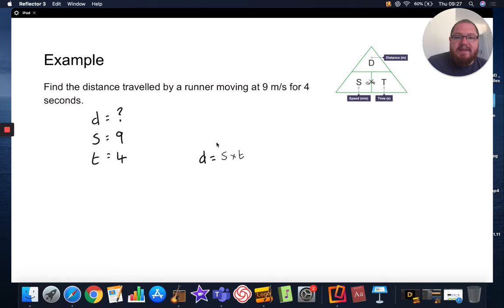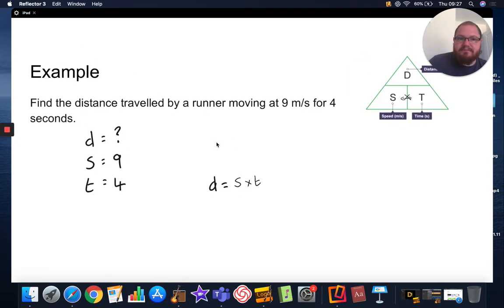Now we just replace the values. Oops. It's really delayed today from my iPad to my screen. So D now equals, well, S value is 9 times my T value is 4. Okay, so D now equals, well, 9 times 4 is 36. What's my unit for distance? It's meters. So 36 meters in this case.